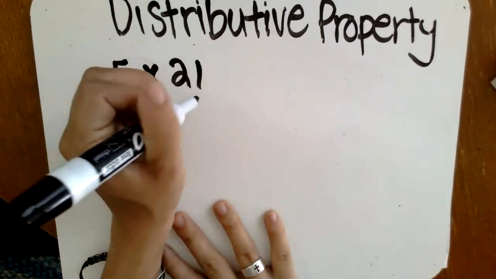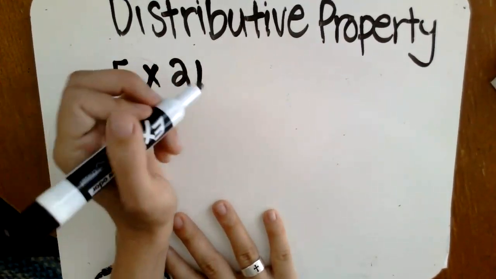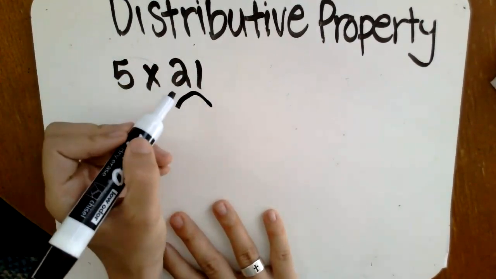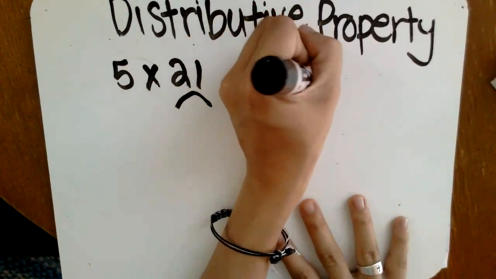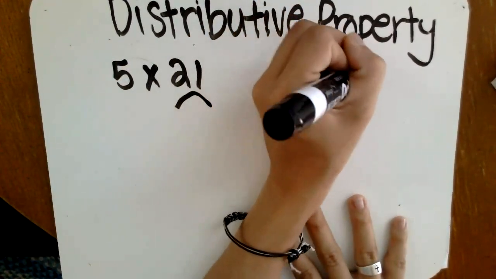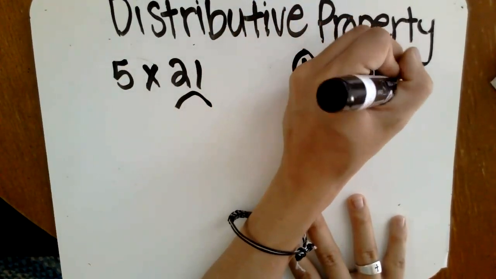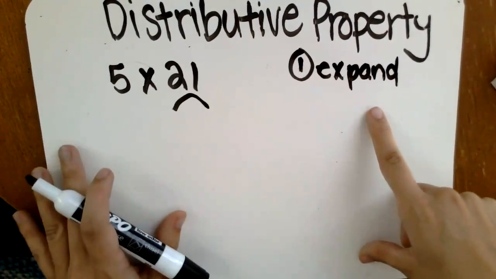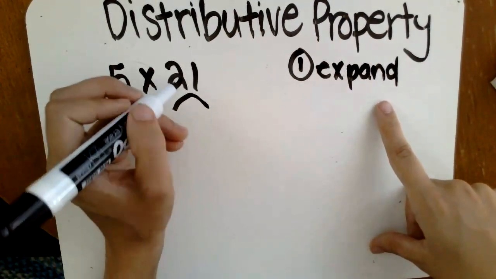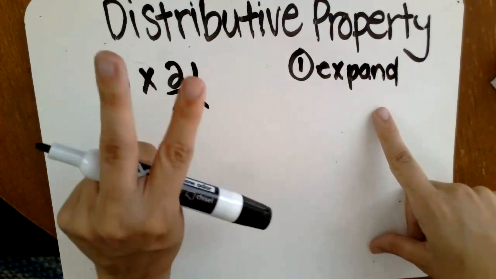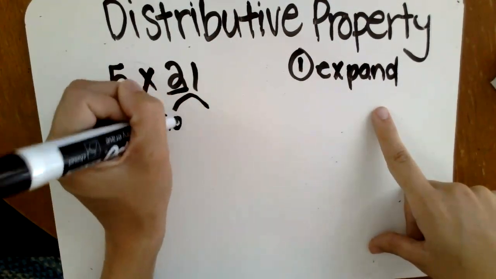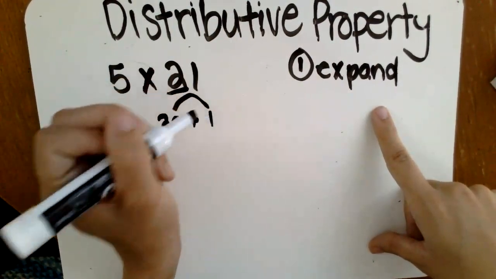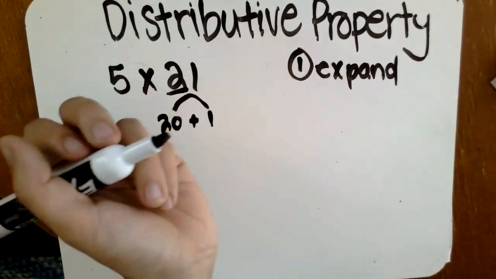The first step that we can do to represent this number would be to break 21 up into its expanded form. So if this helps you, you can copy this down in your notebook. First step is to expand. 2 is in our tens place, which means I have 2 tens, or 20, plus 1. Okay?